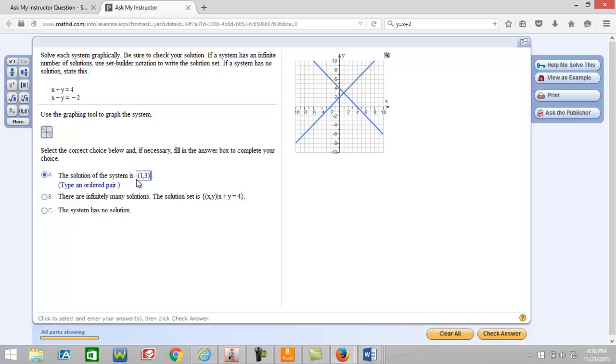And make sure you put the parentheses around the solution. So let's check our answer, make sure it's correct. And it is. And that's it.